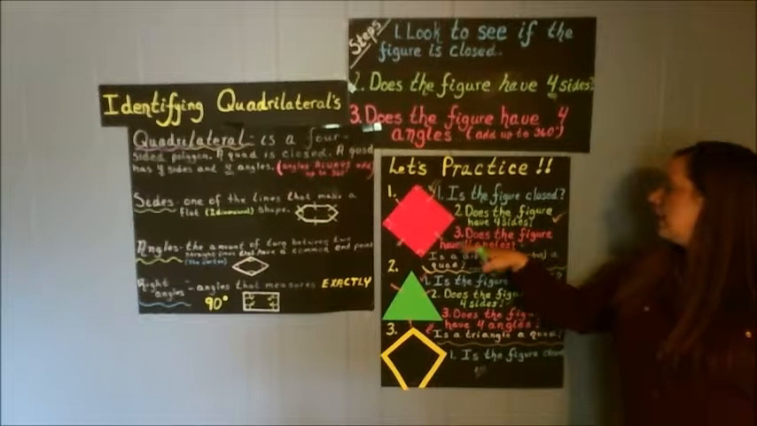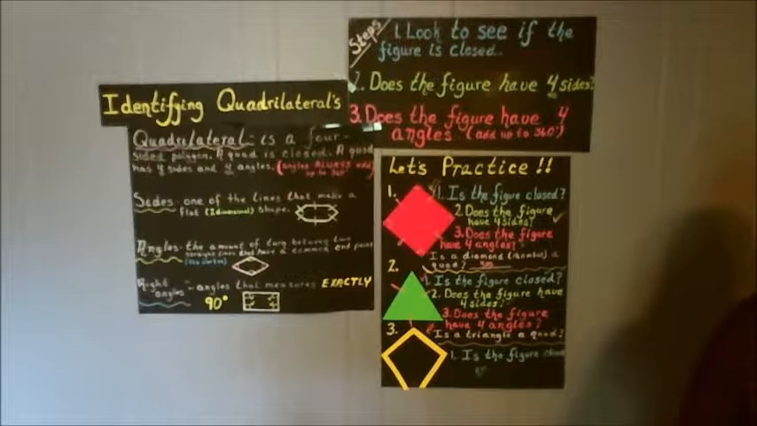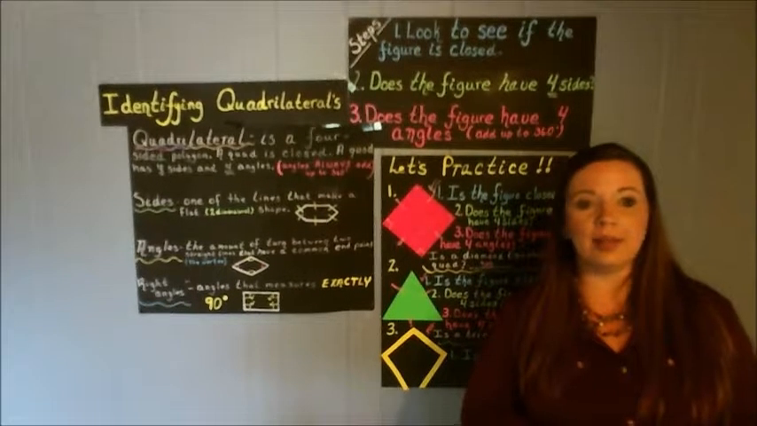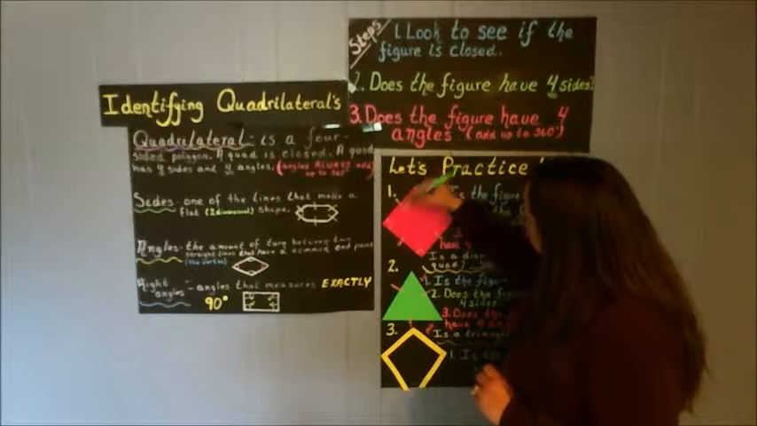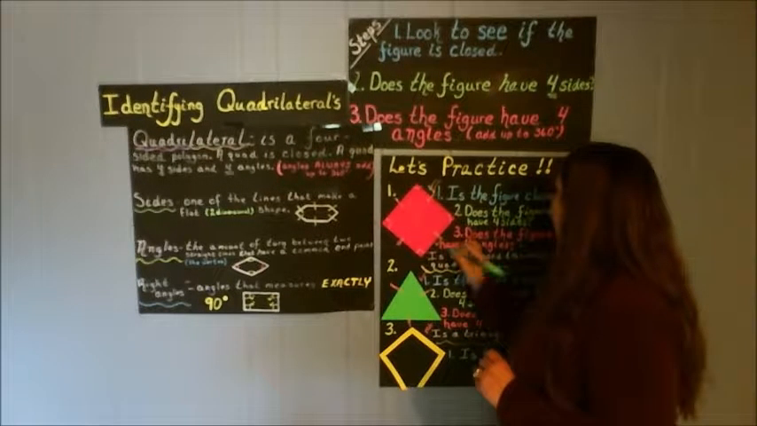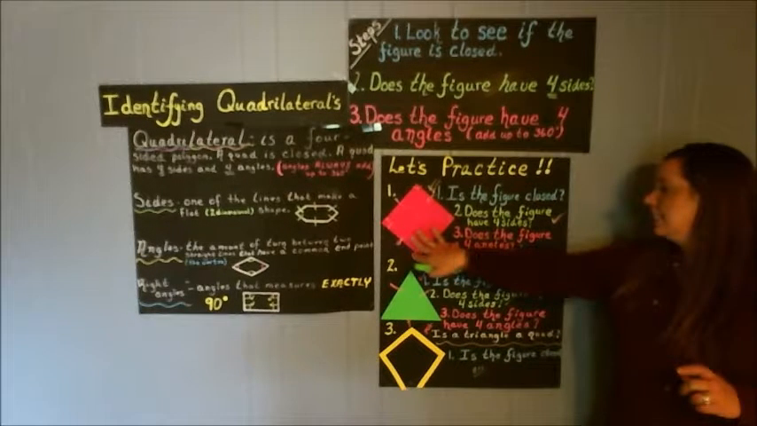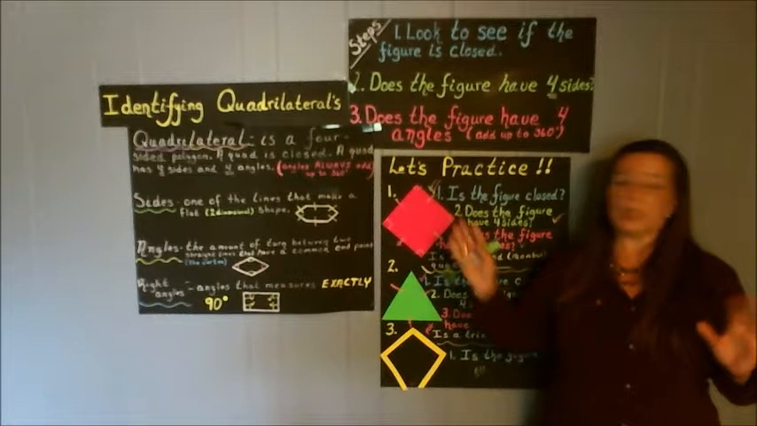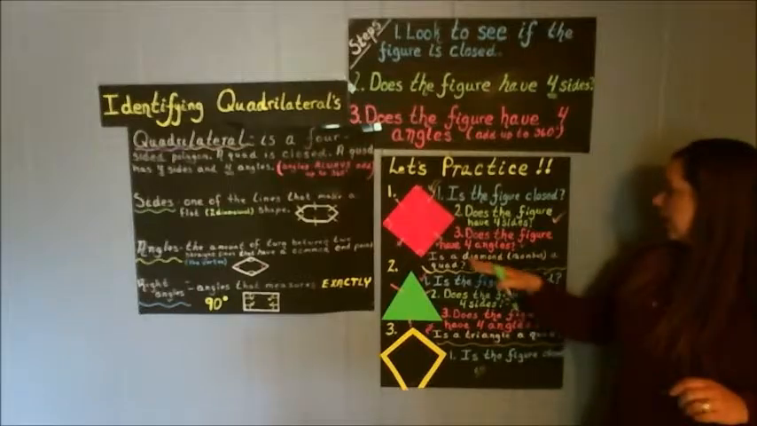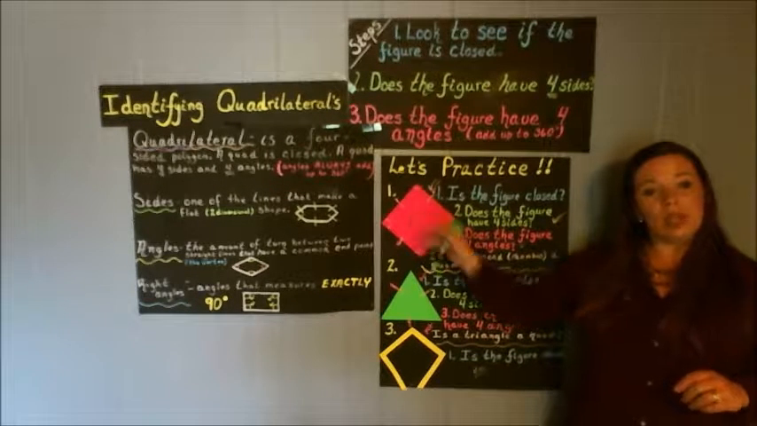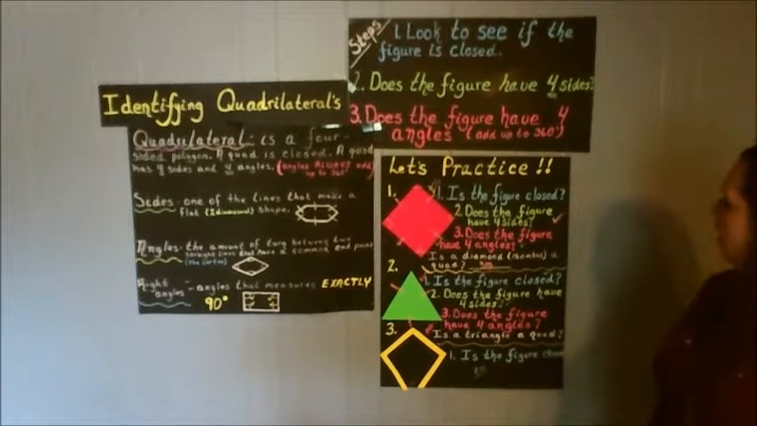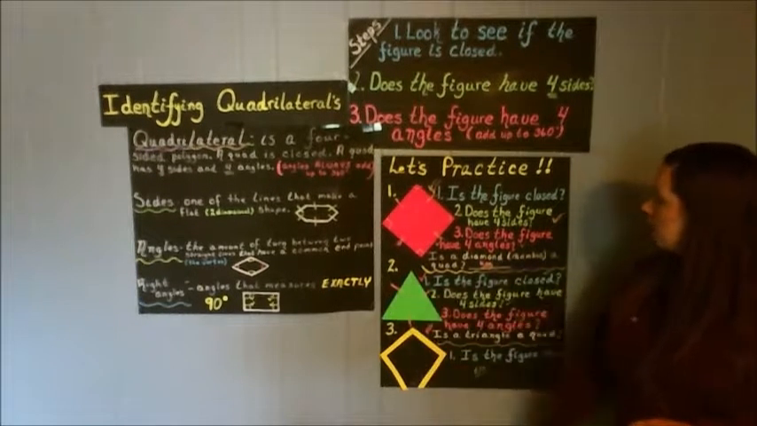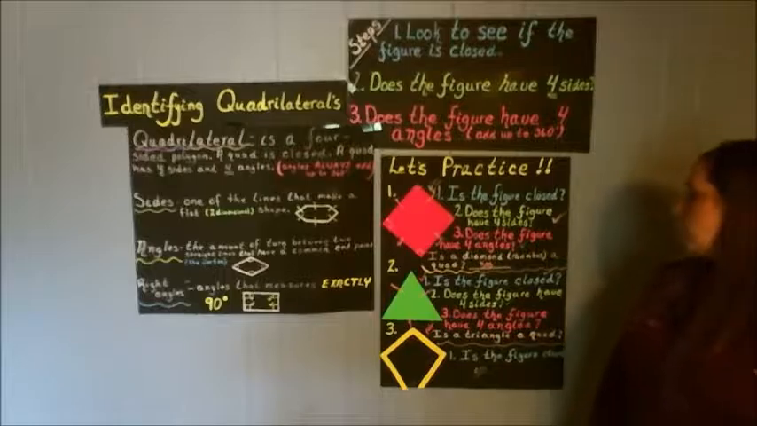All right. Shannon, does the figure have 4 angles, Shannon? Yes, it does. It has 1, 2, 3, 4 angles. So Shannon, is a diamond, actually it's under a rhombus. Is a diamond a quadrilateral? Yes, it is. Yes, it is. All right, let's go to practice question number 2.